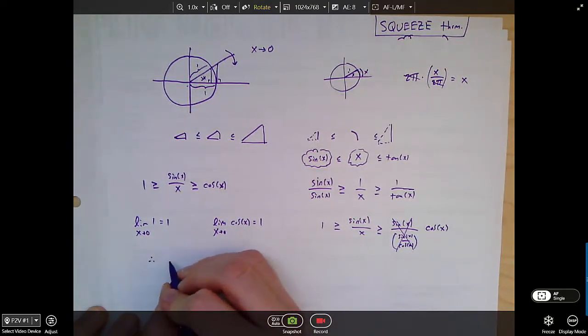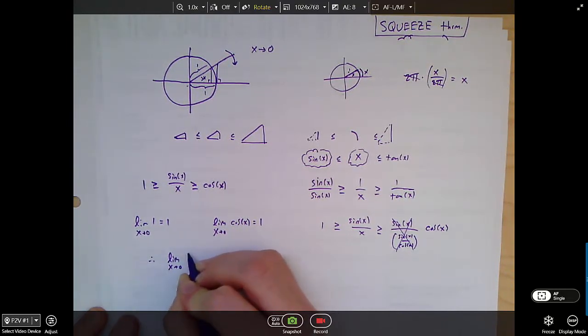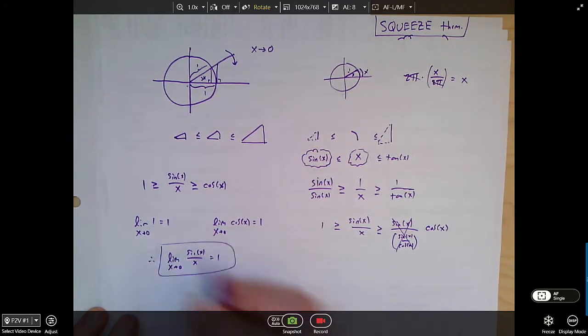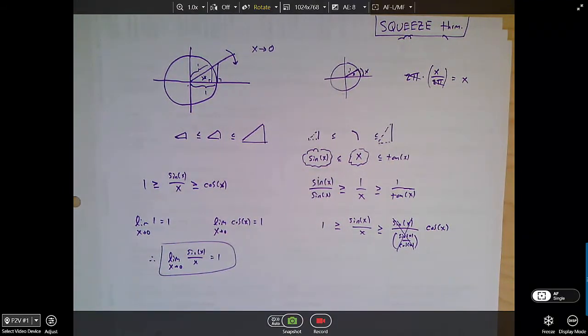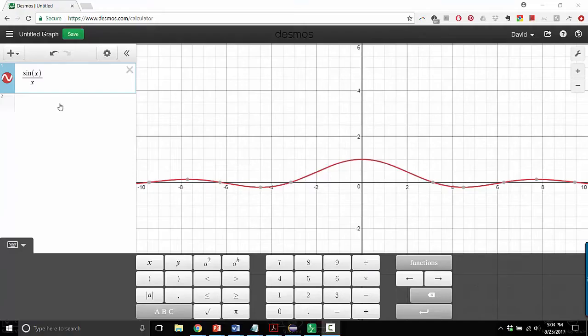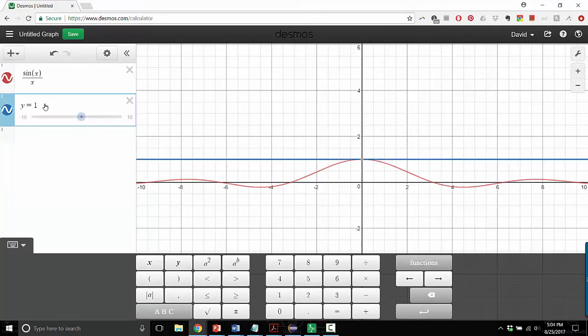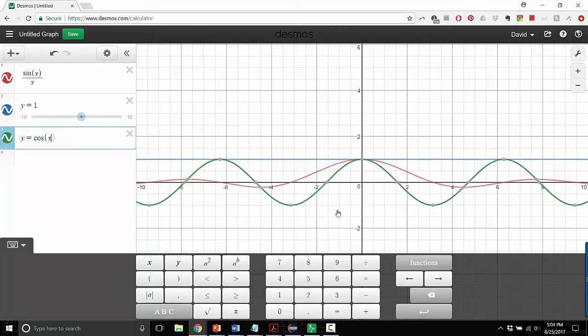So because both of those are true, we can conclude by the squeeze theorem that the limit as x approaches 0 of sine x over x is also 1. And it's very easy to see graphically, if you want to see it graphically. Let's take a quick look at that. Here's sine x over x. Here's the function y equals 1, which is the upper bound. Here's the function y equals cosine x, which is the lower bound. And you can see the sandwich happening.